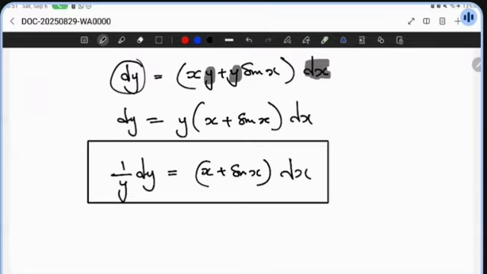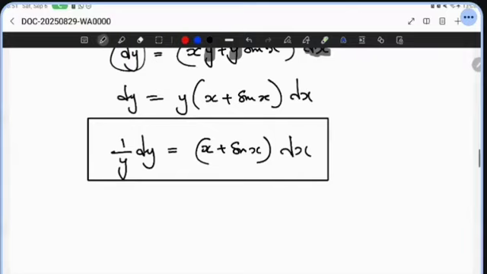The goal is that if you can separate these variables so that you have a dx and all the variables for x on one side, and then you have a dy and all the variables for y on the other side, then it becomes possible for you to just directly integrate. You can now integrate the left side with respect to y and integrate the right side with respect to x, and this actually works out. Once you integrate, make y the subject of the formula and you're okay.